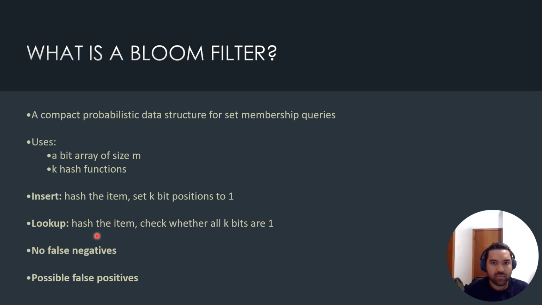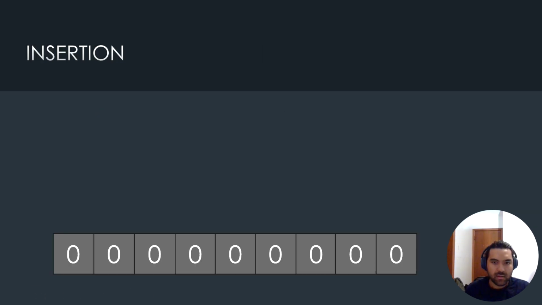To look up an element, we hash it again with the same k hash functions and check those positions. If any one of those is 0, then the element is definitely not in the set. If all of them are 1, then the filter says the element is probably in the set. So Bloom filters never give false negatives, but they can give false positives.